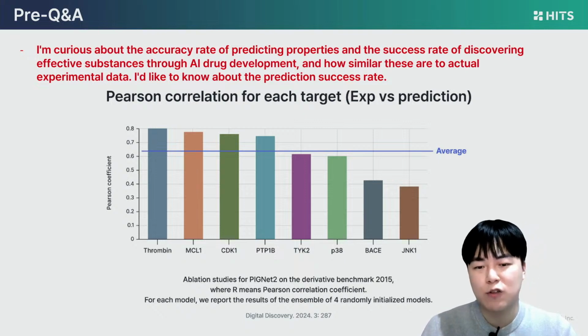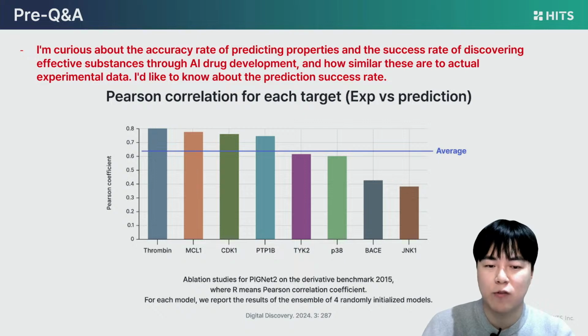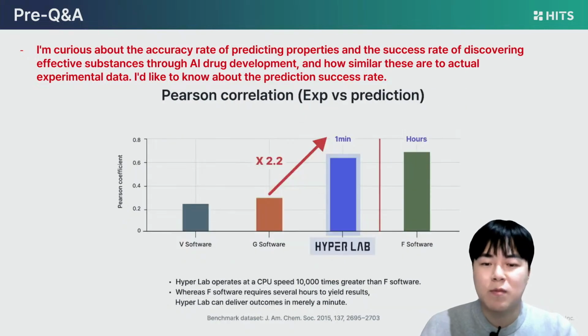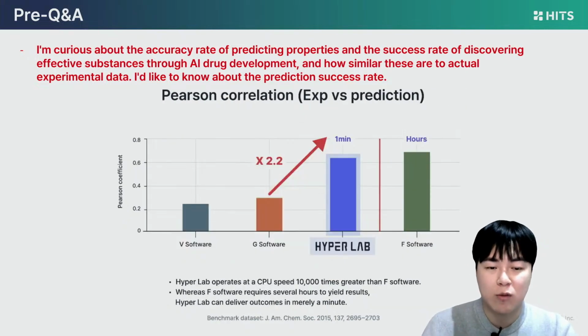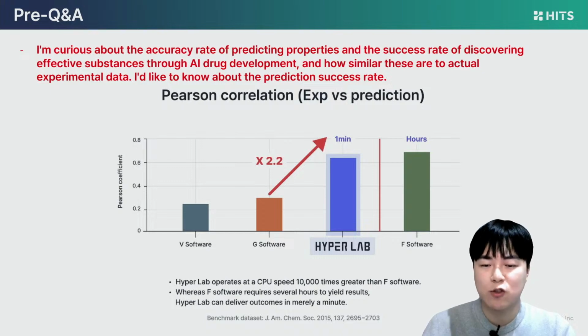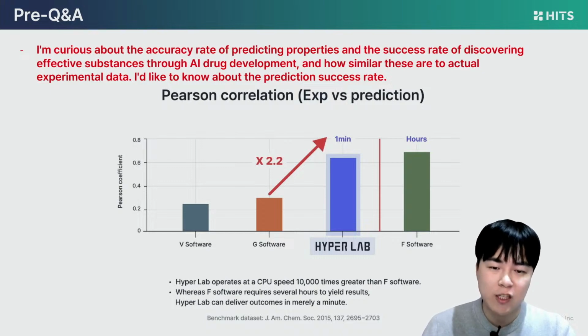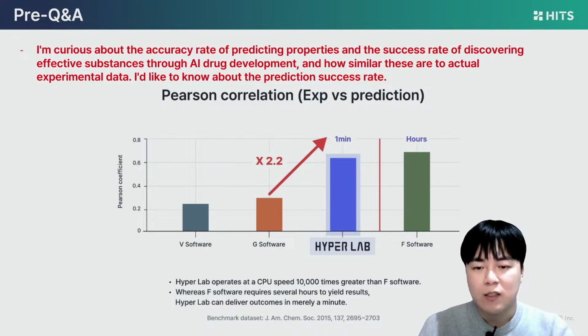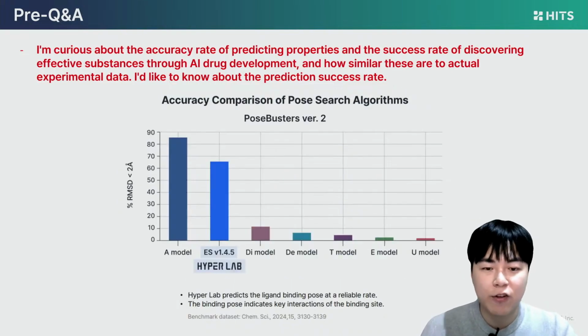Then we show this result for 8 targets, and the average value is about 0.64. So the model we developed performs quite well compared to other models, and it is more than twice as good as commercial software like G software and non-commercial docking tools like V software. And it's similar in performance to F software, which is MD based, but about 10,000 times faster in computational time, since molecular dynamics is really slow. So we can do these things quickly and accurately through AI.